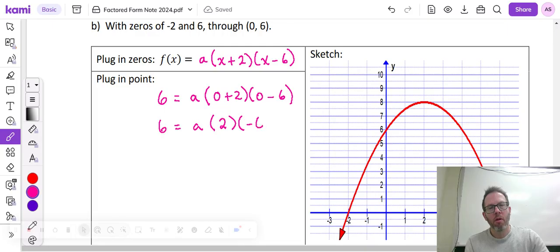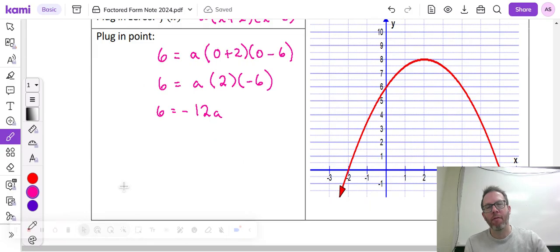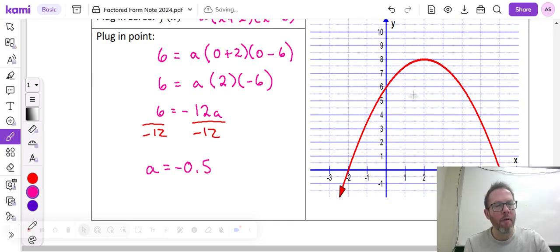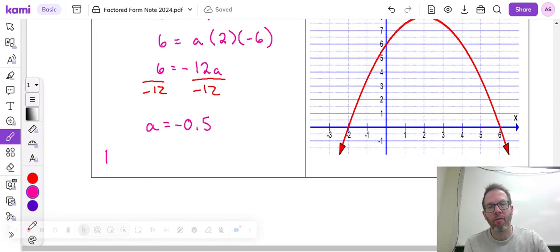2. Am I doing okay so far? I see nods. That's minus 12. And I think that's going to give me an A value of negative 0.5, which seems to fit, I think. Divide by negative 12, divide by negative 12. Yeah, over 1 down 0.5, perfect. And so I'm just going to write the equation down just to finish off the question. Minus 0.5, x plus 2, x minus 6.